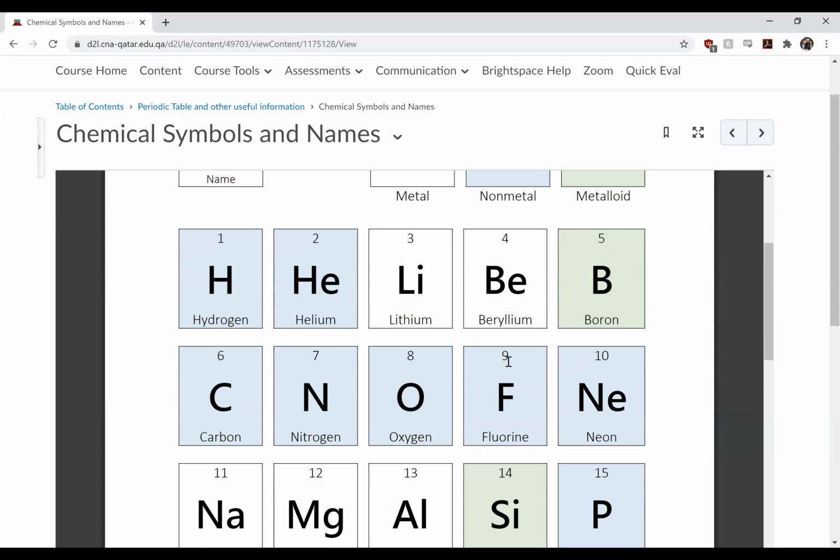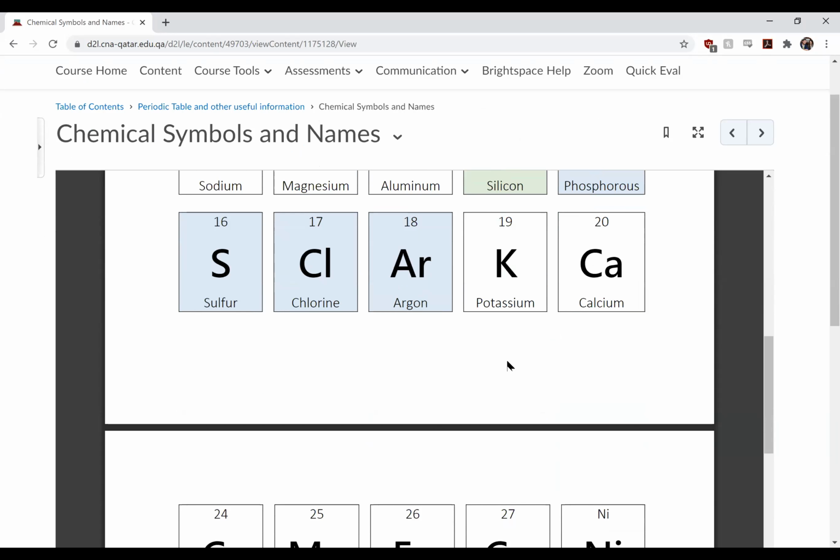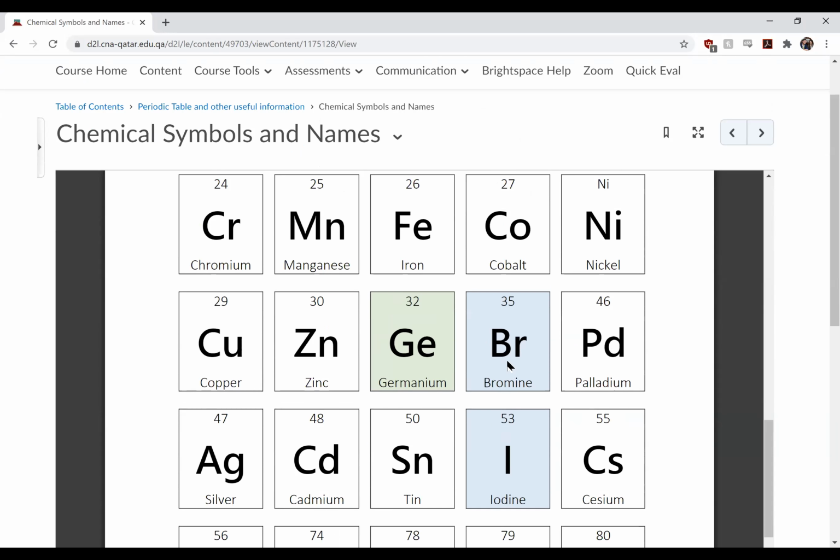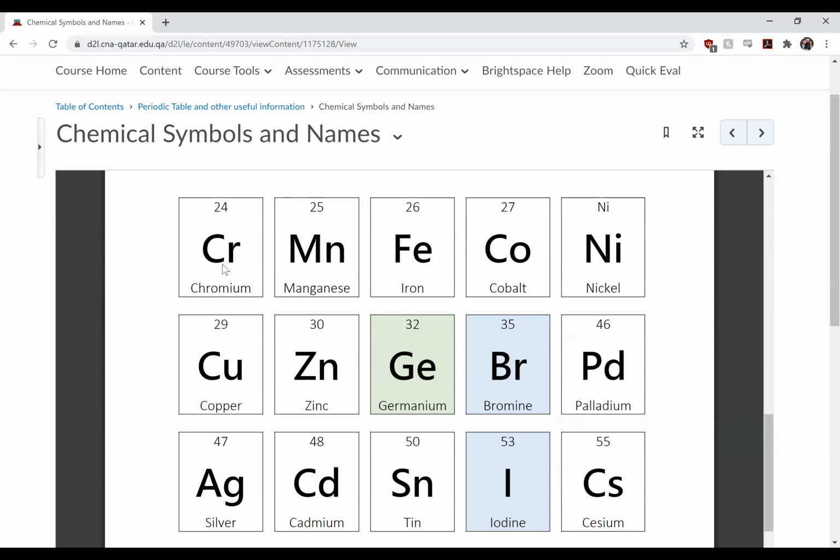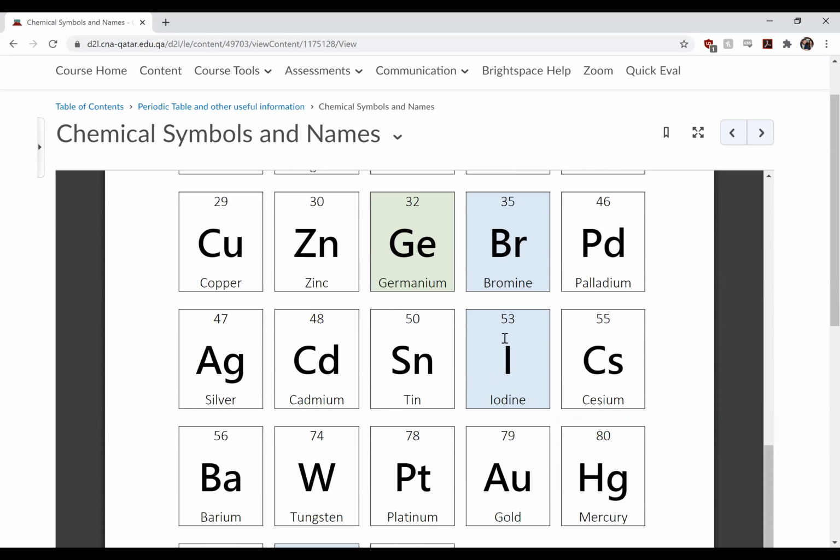You definitely need to know elements 1 to 20, and then it gets a little weird after that. There's a select few that you need to know. A lot of them are metals like chromium, manganese, iron, nickel, zinc, germanium, tin. Good old tin is weird.